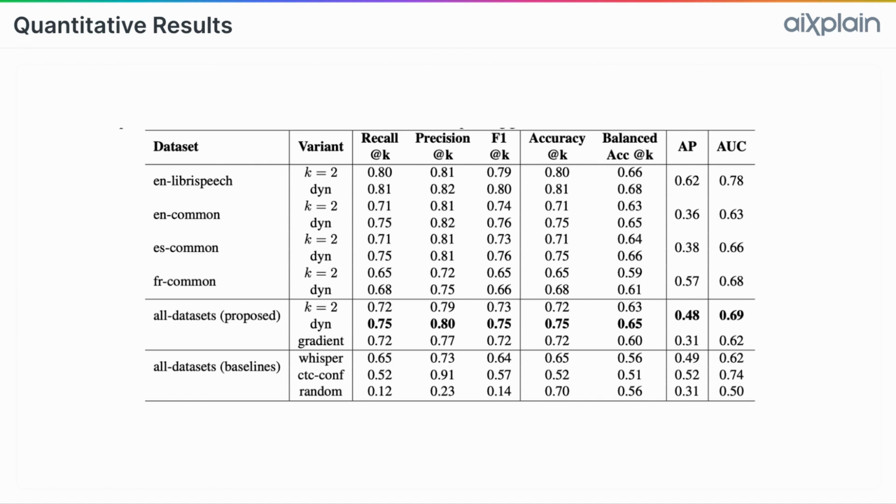As a baseline for this evaluation, we use the confidence scores from publicly available ASR models, including Whisper and CTC, and also we use a random approach. We combine all the datasets and calculate these metrics for our method and also the baselines. When comparing these values, we can tell the results from our method are actually better.